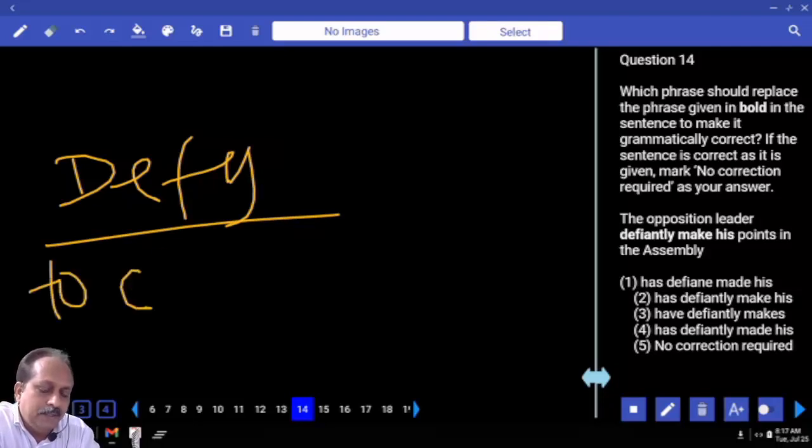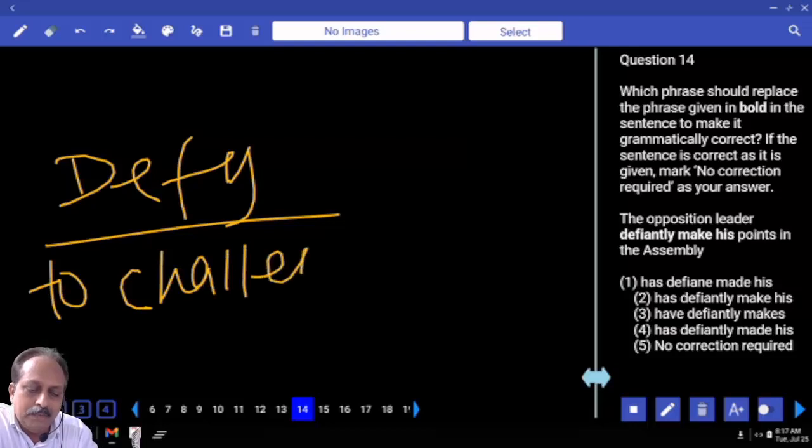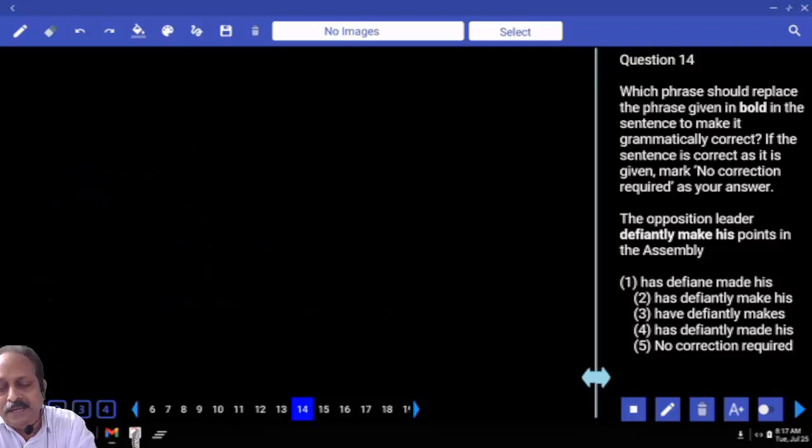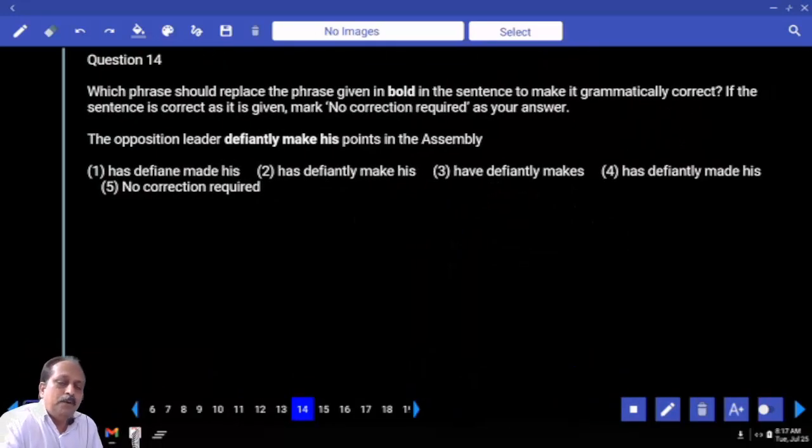Defy, one of the meanings in this context, write the meaning: to challenge. Defy someone's decision. Challenge someone's decision. Oppose. Also write the word oppose. Defiantly also you can say. The opposition leader defiantly make his points or made his points. Can you say make? Mark it wrong.